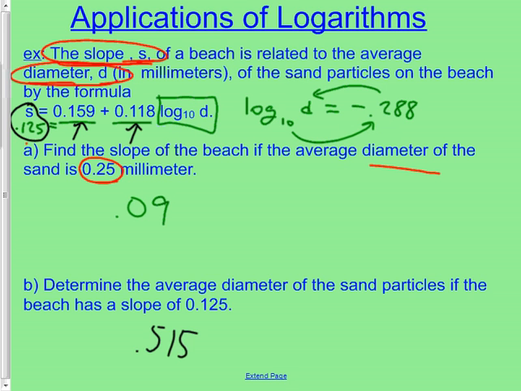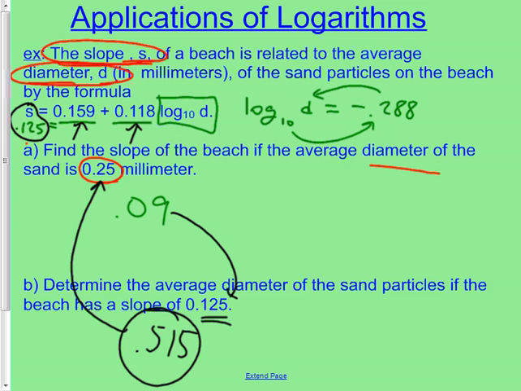Okay, so now just think about that for a second. The diameter of 0.515. That's a lot bigger than our other diameter, which makes sense because it's twice as big as sand and it's got a lot bigger slope. See how the slope went from 0.09 to 0.125? That's like 125 compared to 9. It's a lot bigger slope, and therefore it makes sense it would have bigger sand particles.